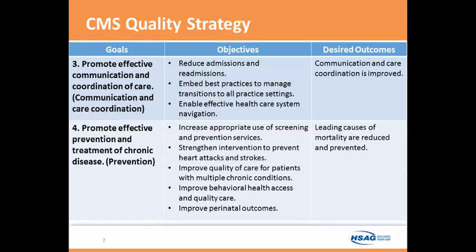The fourth goal of the CMS Quality Strategy is to promote effective prevention and treatment of chronic disease, with the objectives of increase appropriate use of screening and prevention services, strengthen intervention to prevent heart attacks and strokes, improve quality of care for patients with multiple chronic conditions, improve behavioral health access and quality care, and improve perinatal outcomes. The desired outcome of this goal is to reduce and prevent leading causes of mortality.